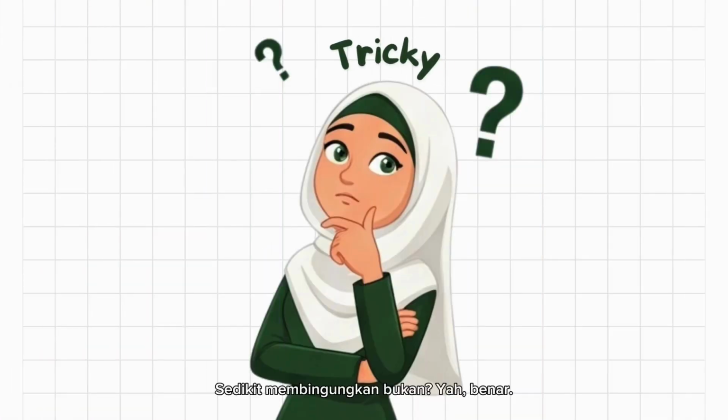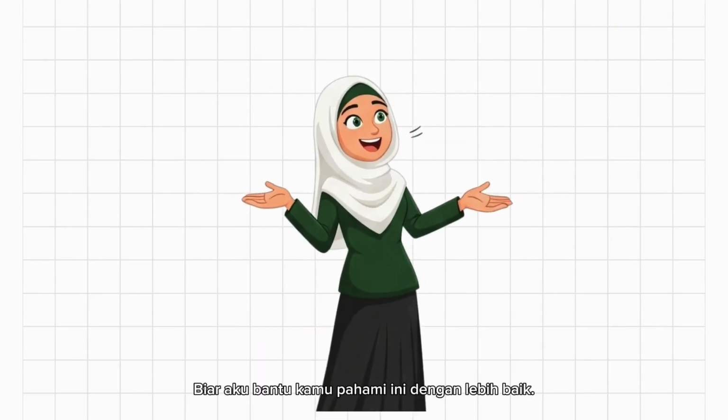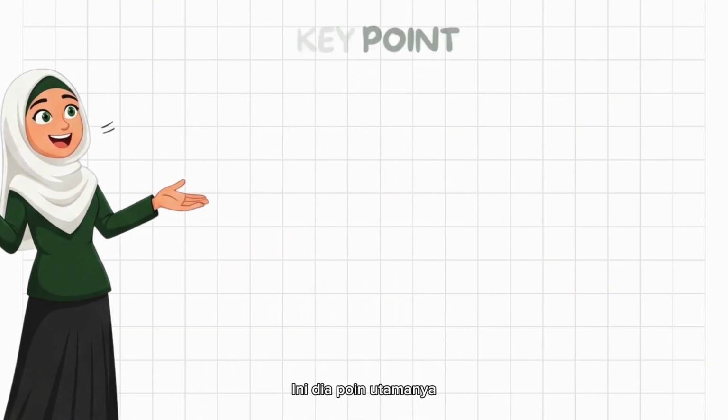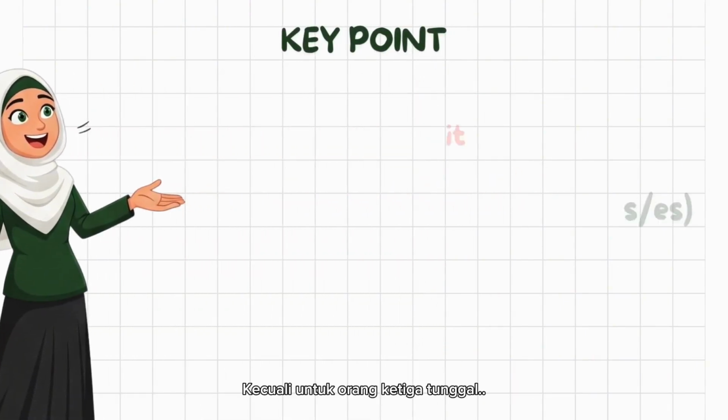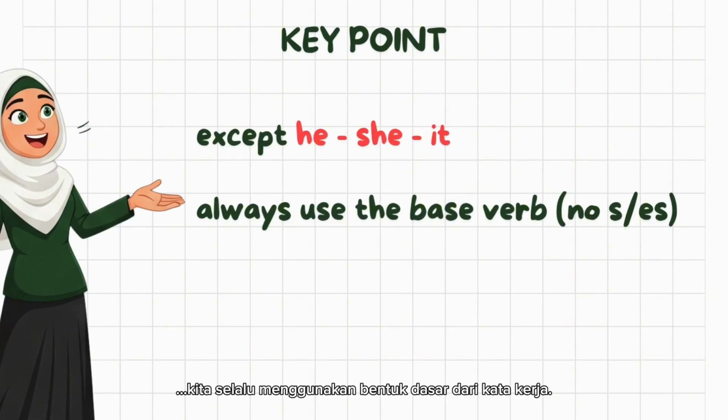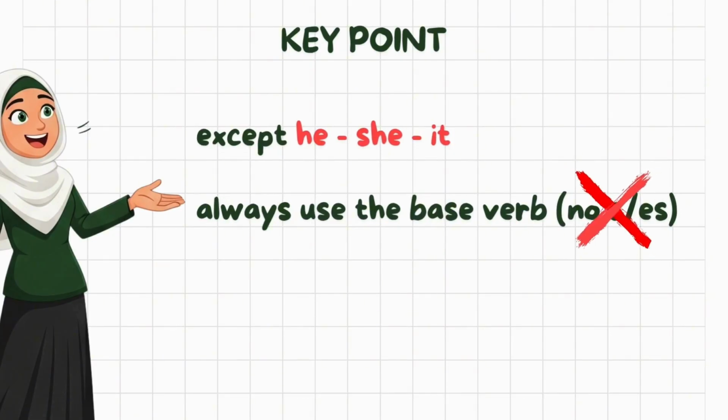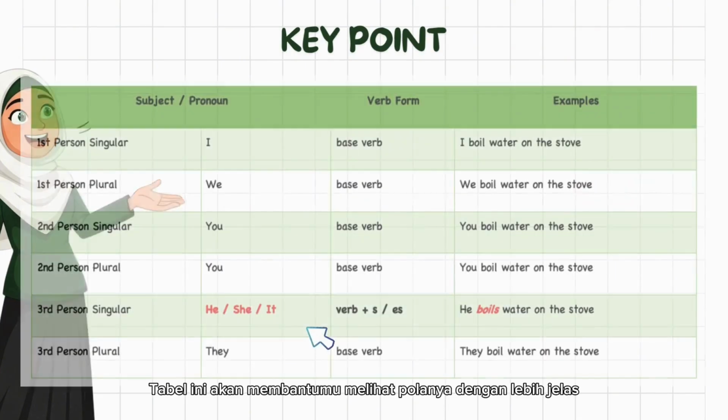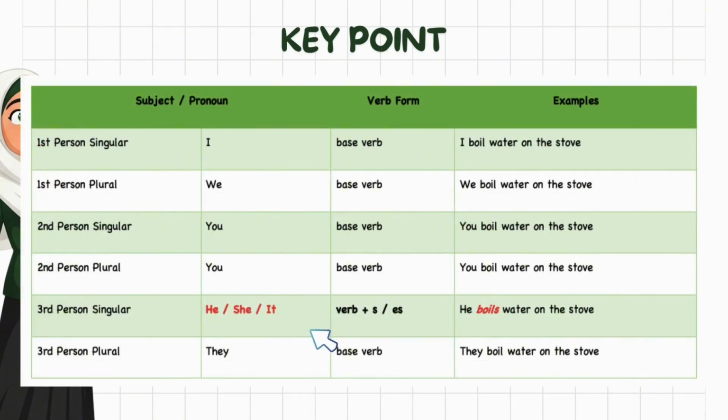A little bit tricky? Yeah, I know. But don't worry, let me help you understand it better. Here's the key point. Except for the third-person singular, we always use the base form of the verb, without S or ES. Take a look at this table. It will help you see the pattern more clearly.